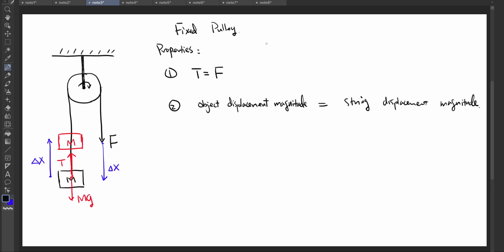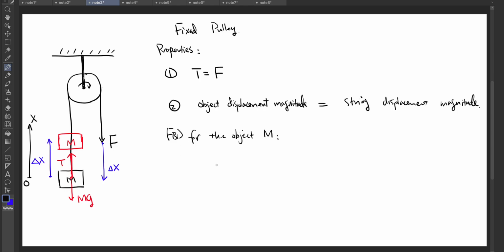Just a little bit more discussion of these dynamics. So now if I think about the free body diagram for the object M, then from there I can build a coordinate system. Let's say this direction is the positive x-axis. Okay, upward is the positive x-axis.